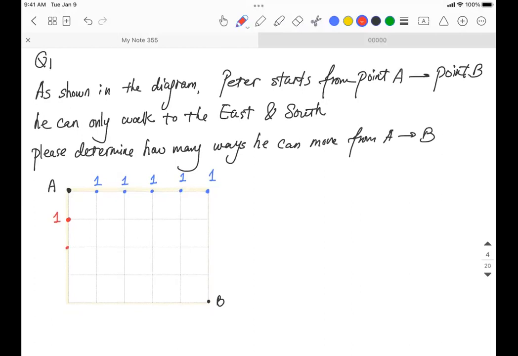And same thing here. Same thing here. So that being said, as long as Peter is moving along those two shoulders, if I use the word shoulder of this kind of grid, the two shoulders are basically only one way. Okay. As long as we have this in mind, the million-dollar question is, how many ways can Peter go to this blue point?